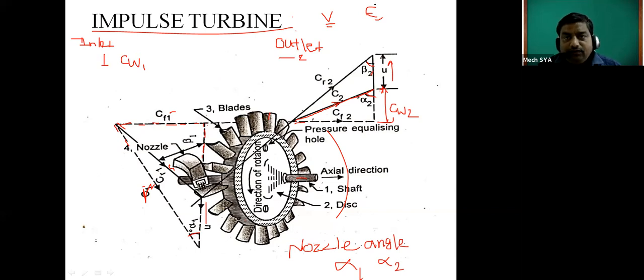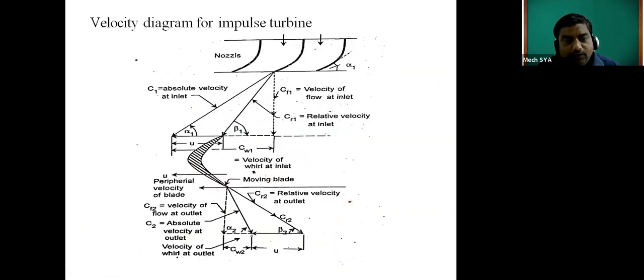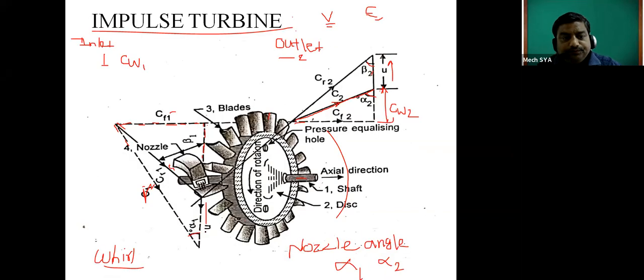The C is related to the steam velocities. Steam velocity has a tangential component and a flow component. The whirl component is the one making the whirling or working action of the steam. It is denoted by C suffix W. CW1 is the whirl component of steam at inlet, and CW2 is the whirl component of steam at outlet. CF1 and CF2 are the flow components of steam at inlet and outlet.